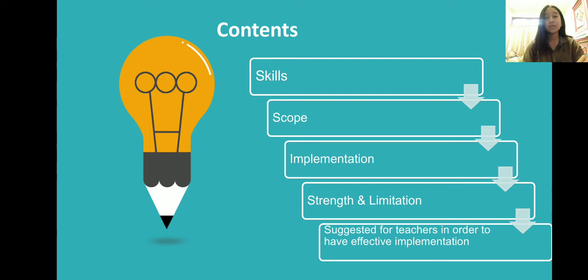Okay, there are some contents that I will explain to you. The first is about the skill, the second about the scope, and next the implementation, the fourth is the strength and limitation, and the last is suggestions for teachers in order to have an effective implementation.